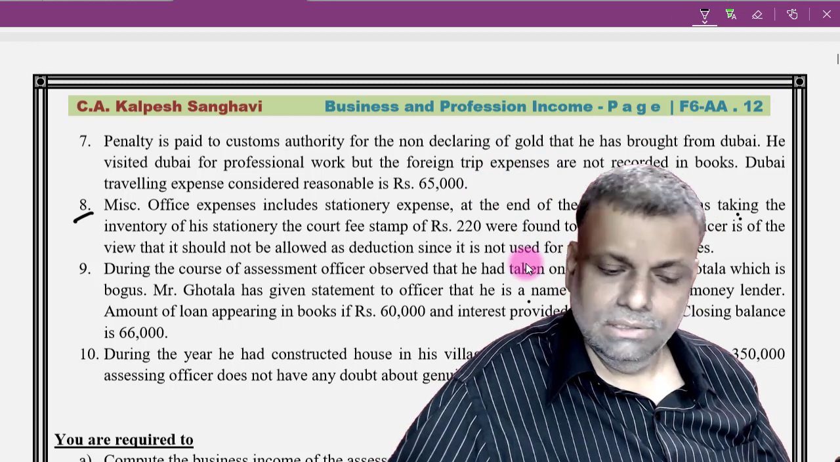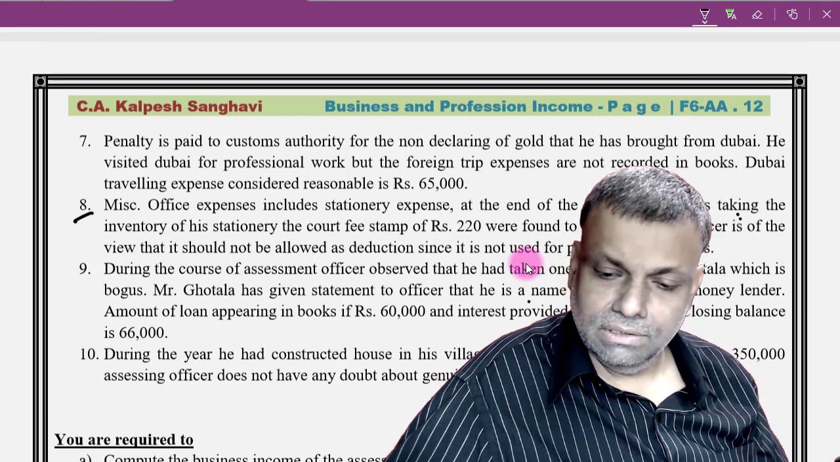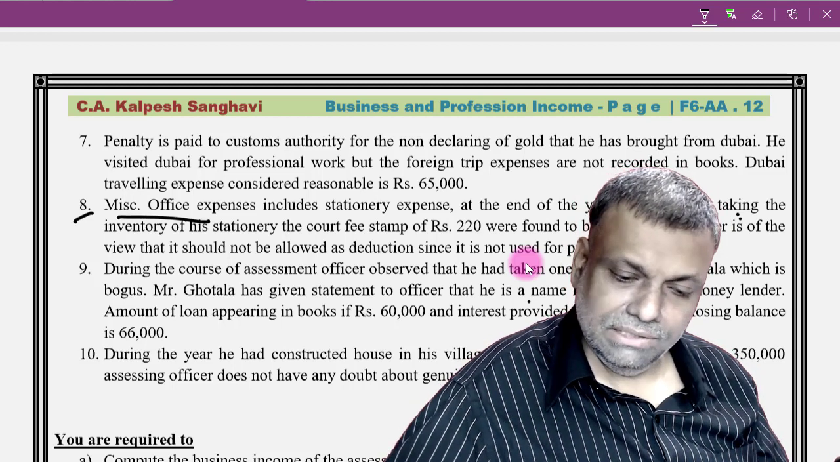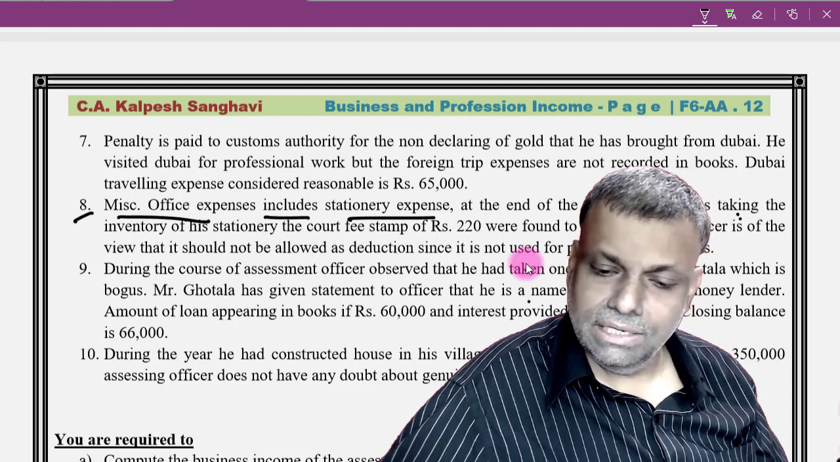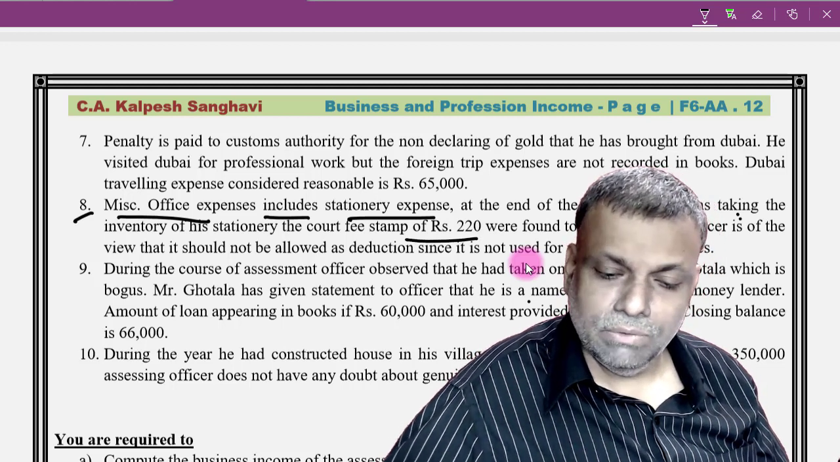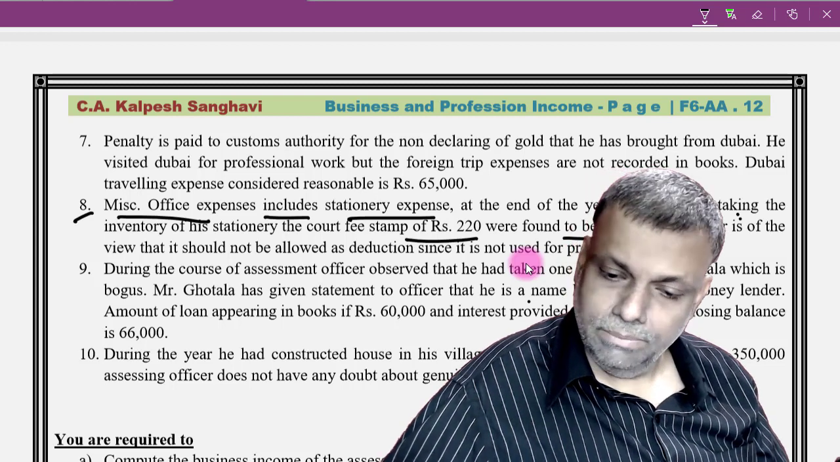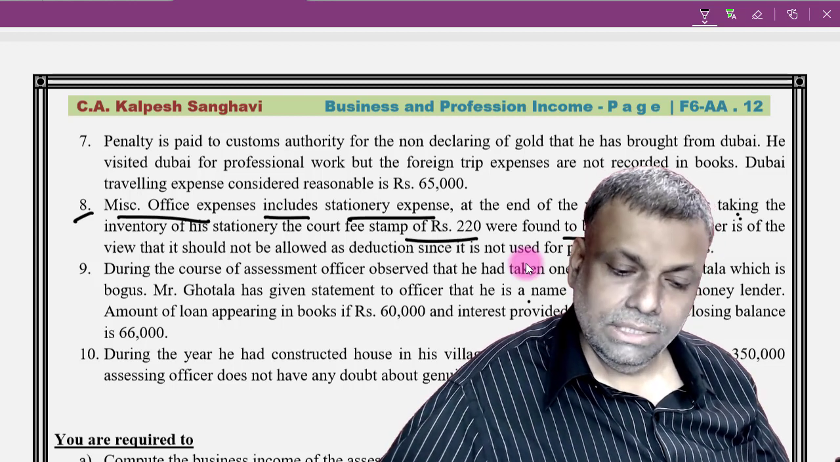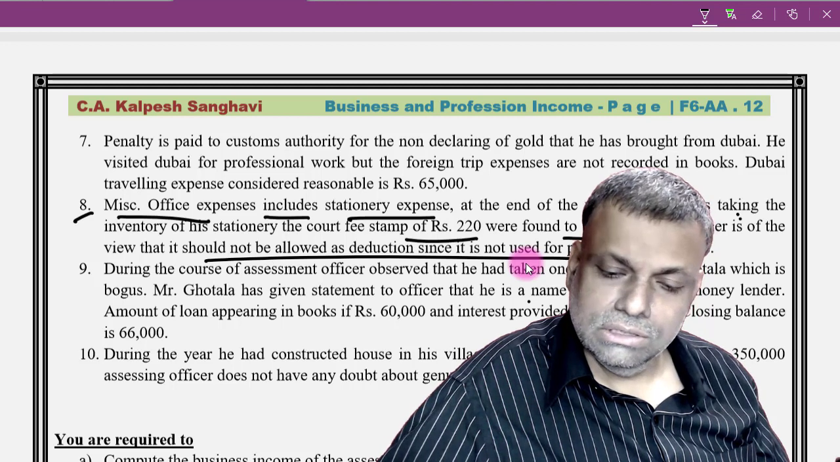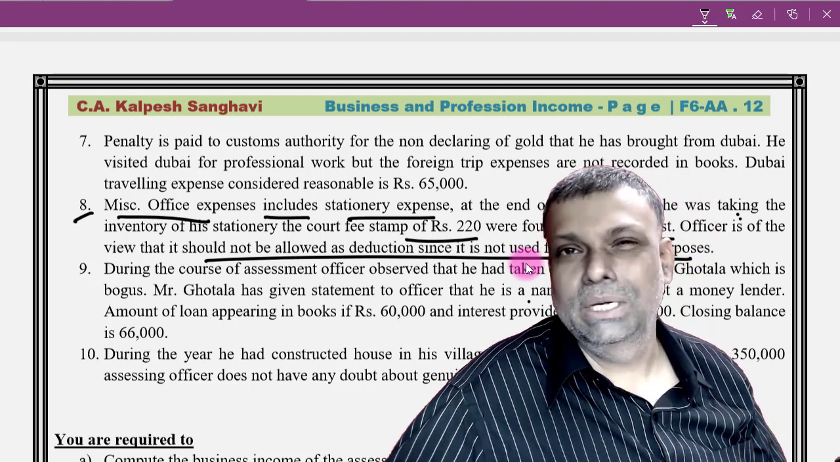Point number 8. Miscellaneous office expense includes stationery expense at the end of the year. When he was taking the inventory of his stationery, the court fee stamp of 220 rupees were found to be short or lost. The officer is of the view that it should not be allowed as a deduction since it is not used for the professional purposes. Very beautiful point.